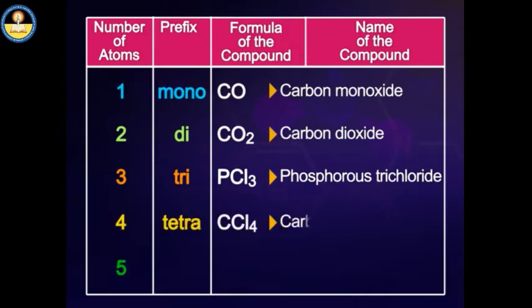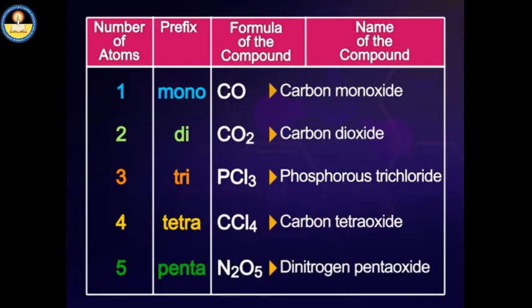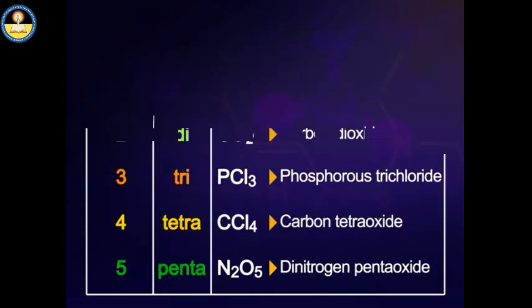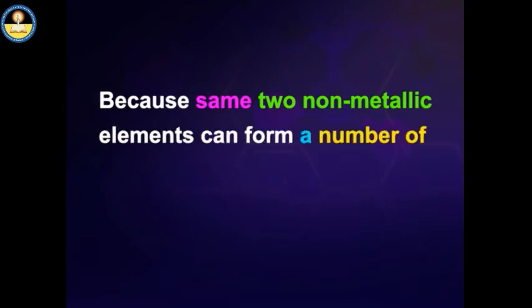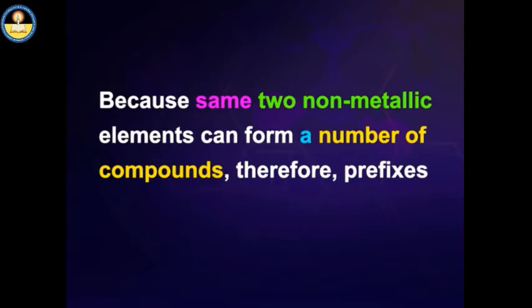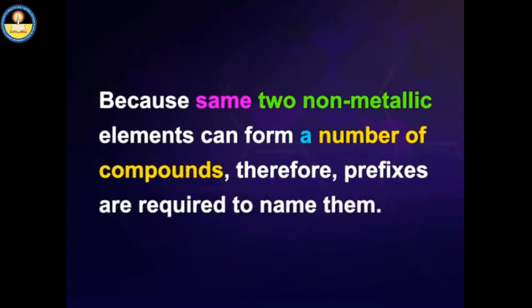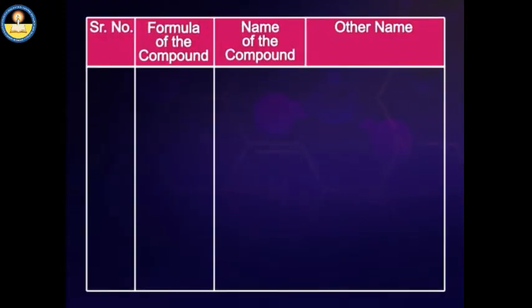Please note that prefix and the name of the element is written as one word without any gap between them, because same two non-metallic elements can form a number of compounds. Therefore, prefixes are required to name them. Let us try to name compounds formed by nitrogen and oxygen.